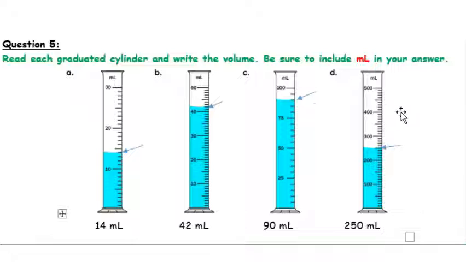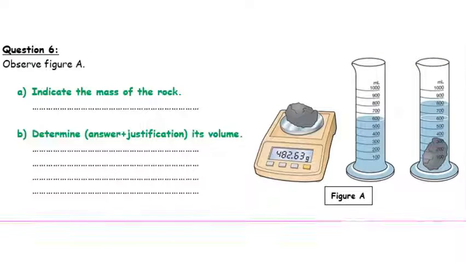Okay, so reading a graduated cylinder is similar to reading a ruler. We have to find the scale used in the cylinder to get the volume. In question number 6, we have a balance. This balance is used to measure the mass of objects, and we have two graduated cylinders. Part A, indicate the mass of the rock. Can you read the mass of the rock?